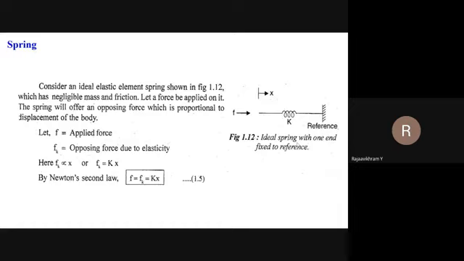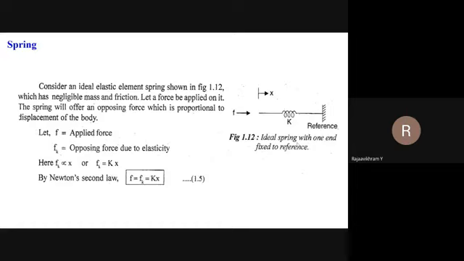So F is the applied force from your side, and F suffix K is the opposing force due to the elasticity. Therefore, F suffix K is directly proportional to displacement. The constant of proportionality is represented by K, so Fk equals K into X. By Newton's law, the applied force is equivalent to the opposing force, which is equivalent to K into X.